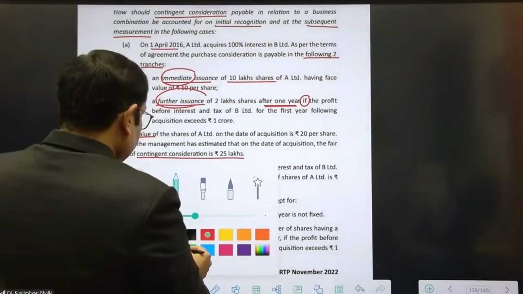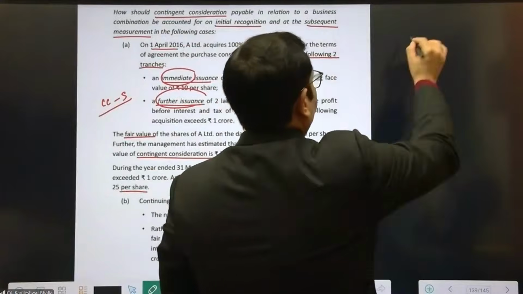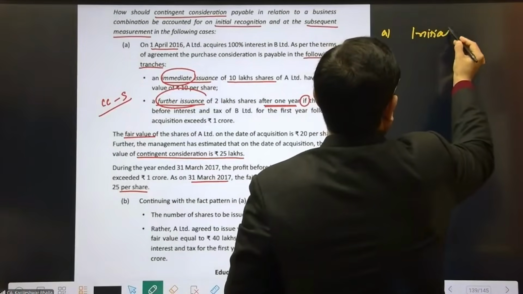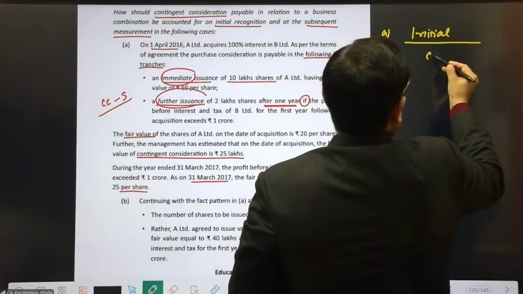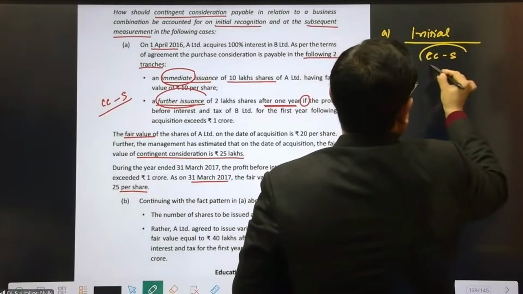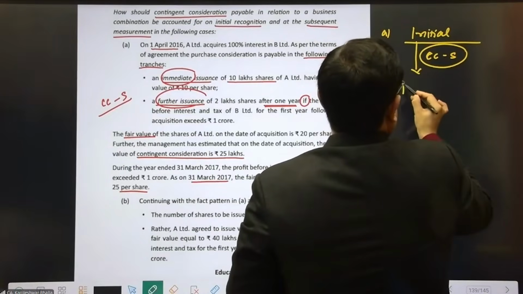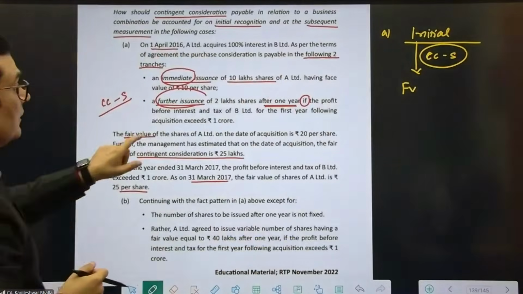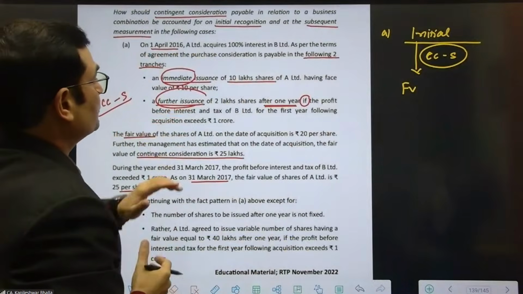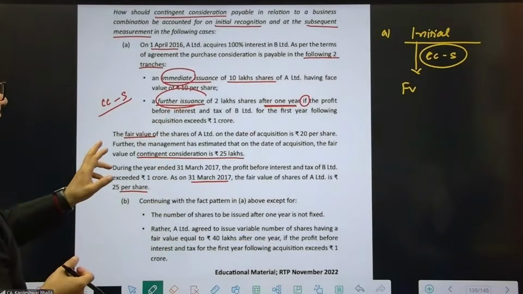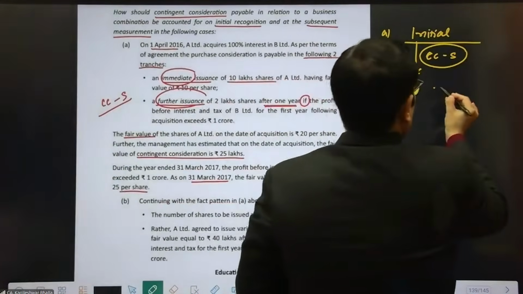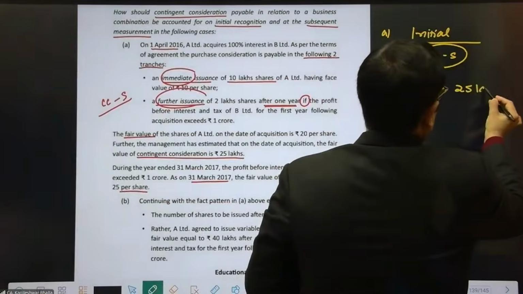So the focus is in terms of 2 things. One is the focus in terms of initial accounting. And we know it is a case of a CCS. So we definitely have to consider the fair value of this contingent consideration. Given that a further issuance of 2 lakh shares will be given, we're very clearly given the fair value of this contingent consideration is 25 lakhs.